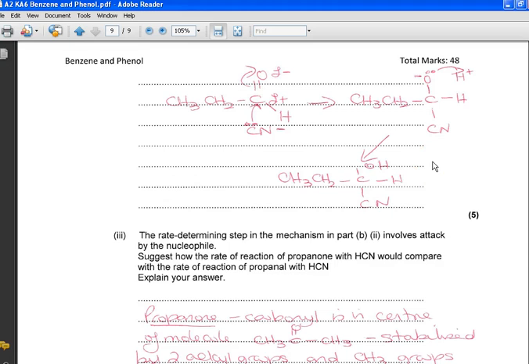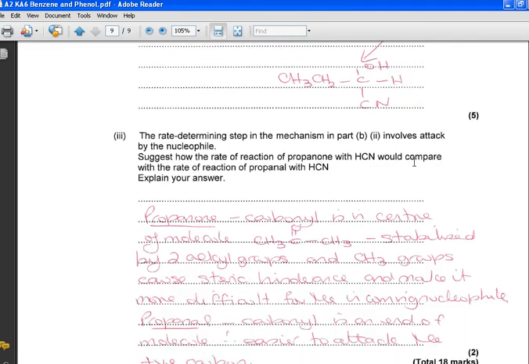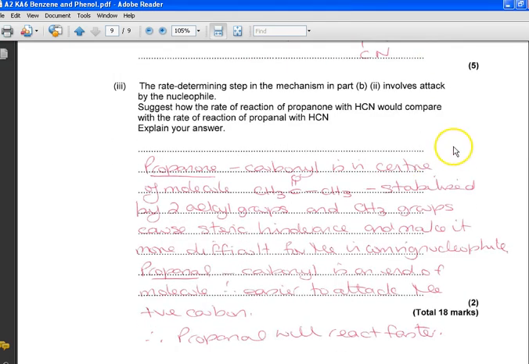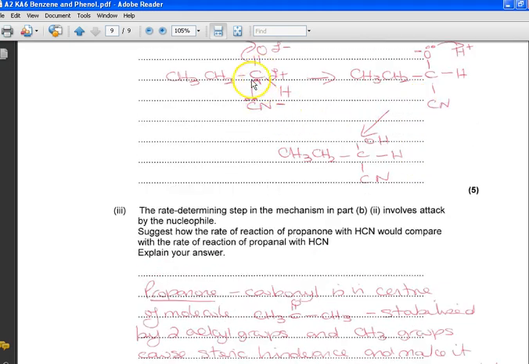It's a straightforward mechanism, which you need to learn. These basic mechanisms, the electrophilic substitution, the nucleophilic addition, and so on, you should be able to apply to any situation. And then this one is asking you to think a little bit about what you know, you're applying knowledge. Rate determining step involves attack by the nucleophile. So that CN- coming in is the rate determining step.